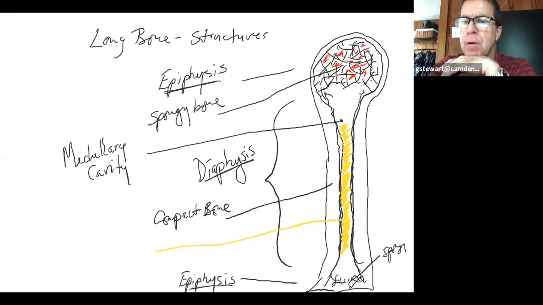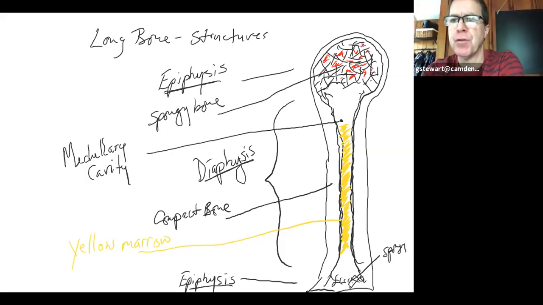So yellow marrow is found in the adult medullary cavity. It's a storage place for us to store lipid or fat for energy reserves. As a matter of fact, when people are literally starving to death, that is one of the last places that your body goes to for energy storage to use. So it's an energy reserve.